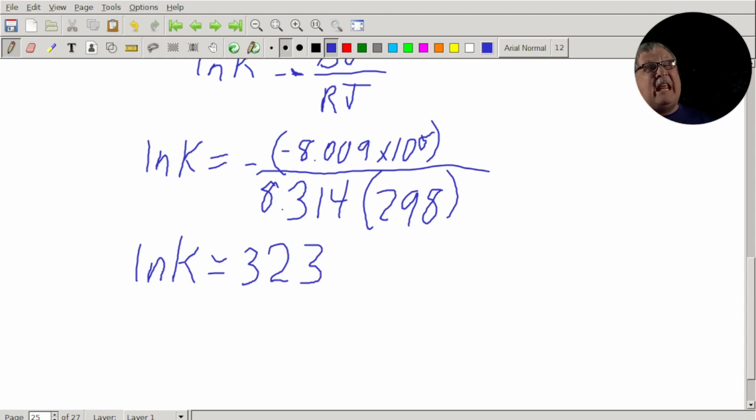So, how can we get an equilibrium constant from this? We can say that the equilibrium constant is equal to e raised to the 323 power. What happens when you try to do that in your calculator? Does anybody have a calculator that can... Yeah, you get an error. Okay. Why do you get an error? Any ideas?